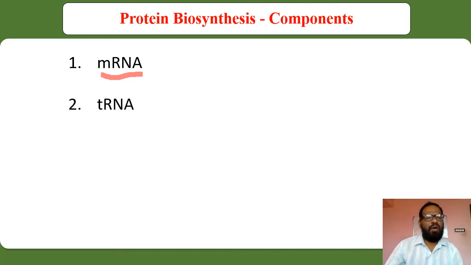The second one is the tRNA. We already discussed that tRNAs are molecules which have the ability to carry the amino acid, and at the same time they also have the ability to read the information which is present on the mRNA. Otherwise nobody can read it, because in the genetic code a group of three bases, what we call a codon, is responsible for giving information for the incorporation of the amino acid.